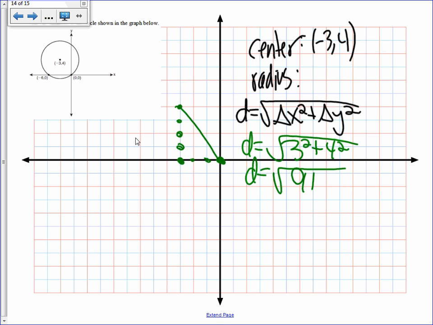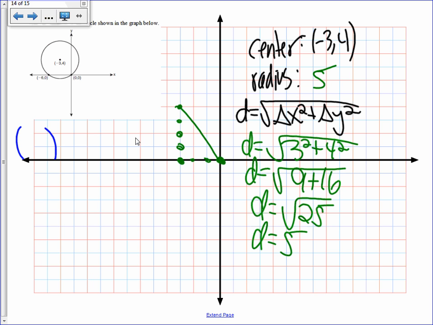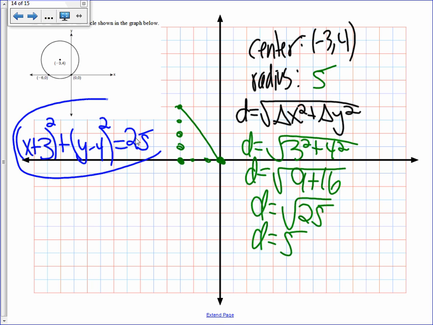3 squared is 9. 4 squared is 16. That's radical 25. And the square root of 25 is 5. So my radius is 5. Now that I have my center and radius, I make 2 sets of parentheses with a plus between them. I negate the corner to the center. I square my radius. 5 squared is 25. And that's it.